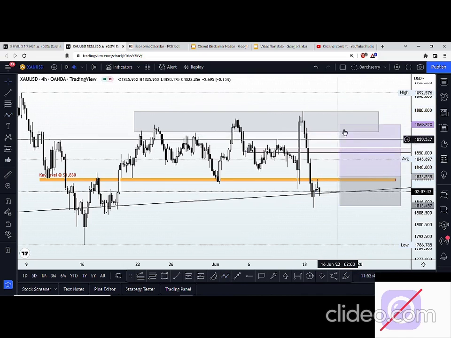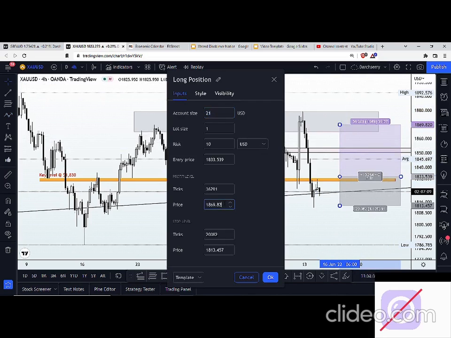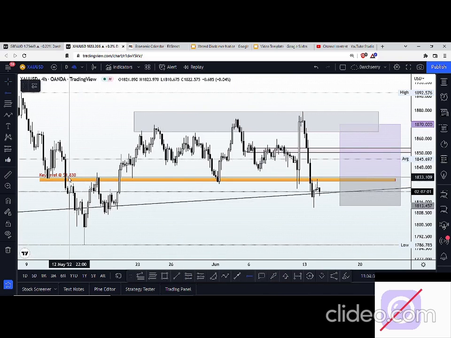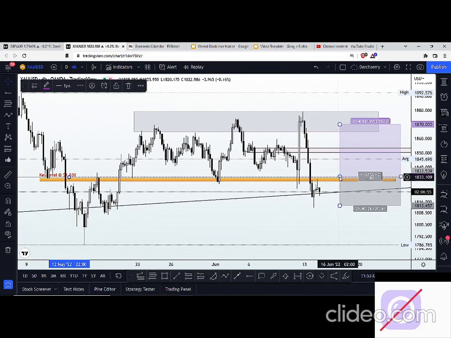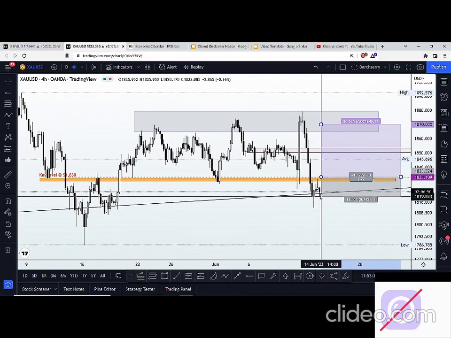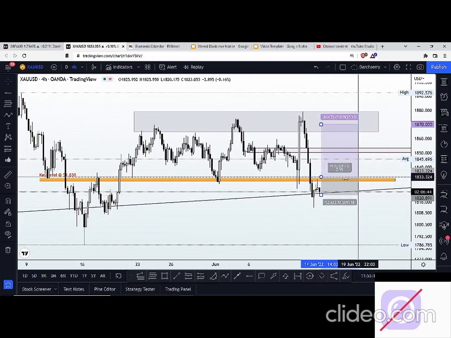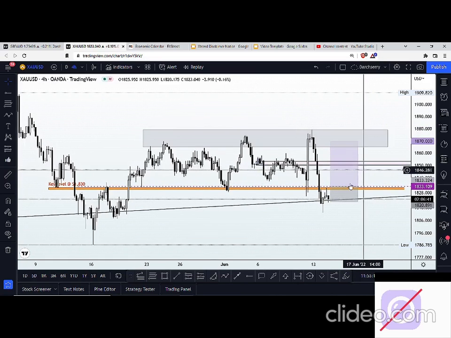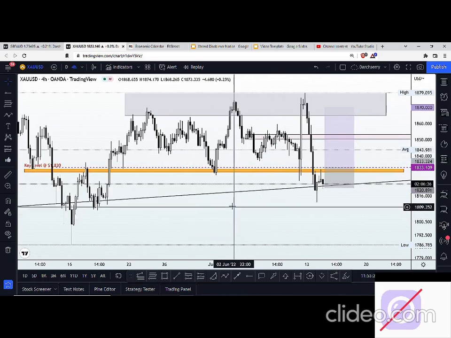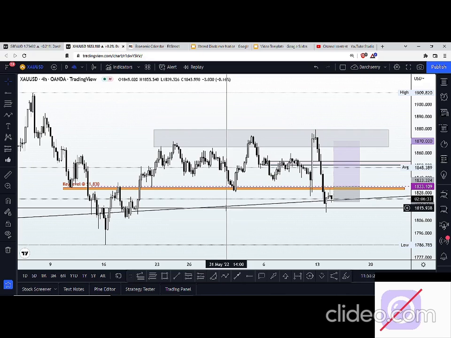So for the meantime, let's aim at $1,870 as our take profit target. We have an entry point right above the key level, somewhere around here. That's around $1,833.324. Then we have something like this, and then we have our stop loss right below the bullish trend line. And then let's see how price plays out during the New York session in that regard. So this is my perspective going forward, and let's see what happens during the New York session.